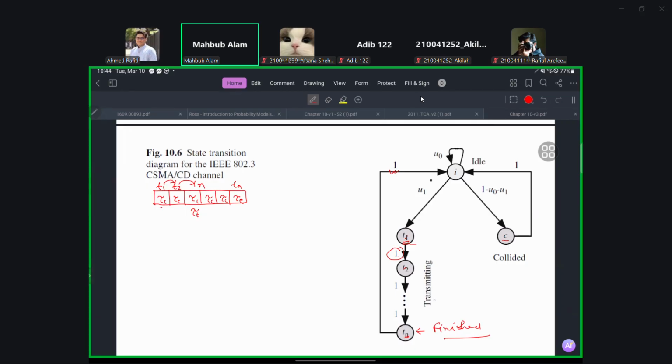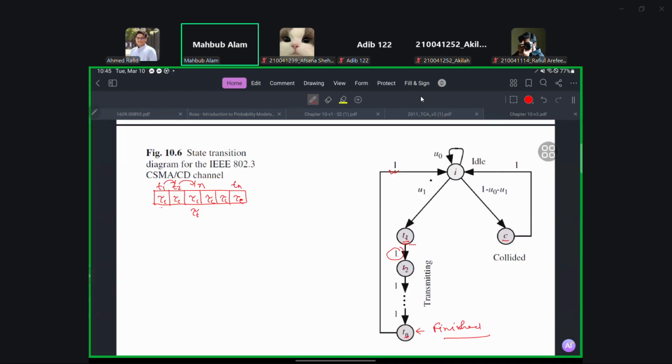One is the transmitting state, which has actually multiple similar stages or similar states, T1, T2 up to Tn. And we have a collided state or collision state where two or more stations transmit simultaneously, and within a time period tau sub c, all of them identify that a collision has occurred, and immediately they stop their transmission and come back to state I. On the other hand, when the Markov chain goes to state T1 from I, since a single station is transmitting, with probability 1, it moves on to T2, T3, T4, up to Tn, and at Tn, with probability 1, it goes to I.